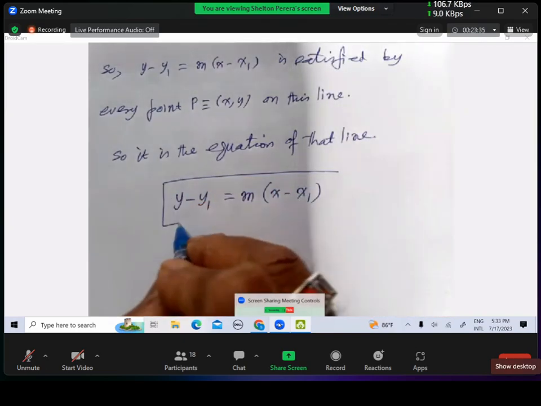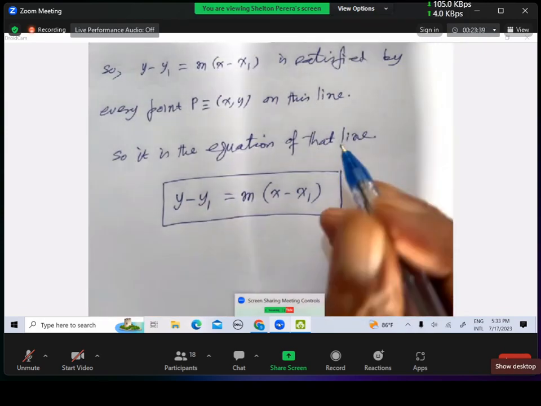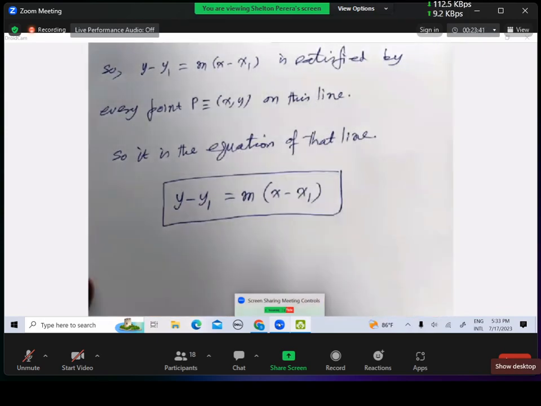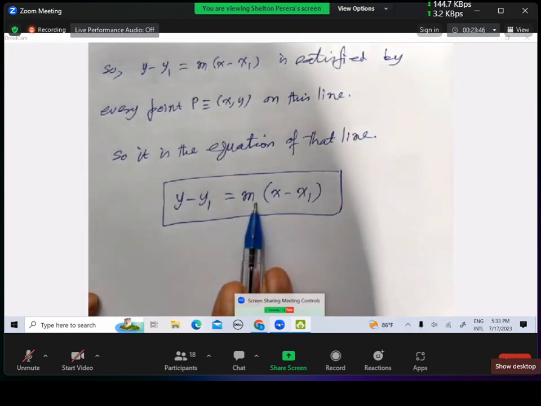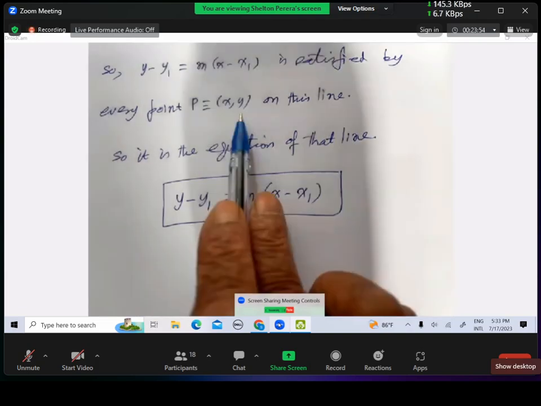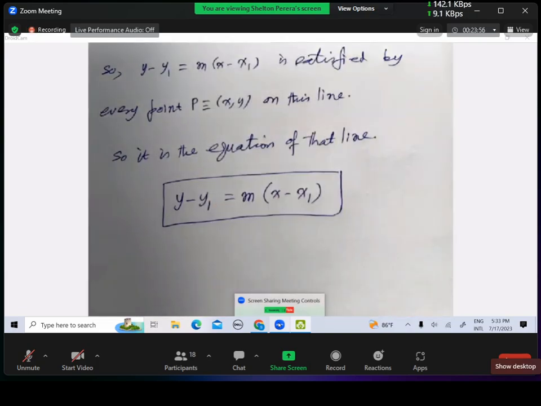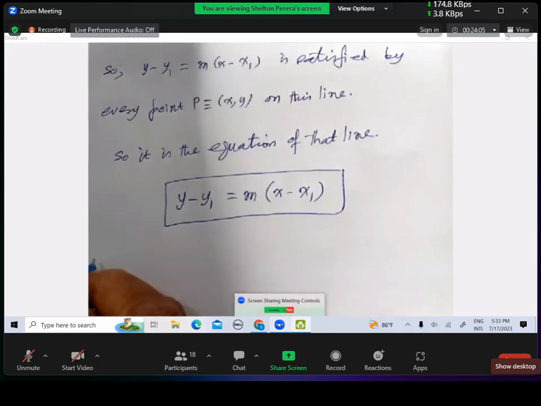This is known as the point slope form of the equation. A point (x1, y1) and a slope. When those two are given, we can write down the equation of the line. What is x, what is y? They are the coordinates of any point on the line. Okay? Now, find the equation of the line. So, this is the equation.